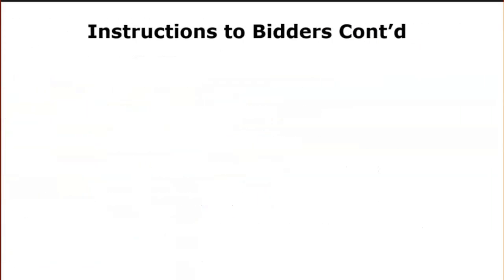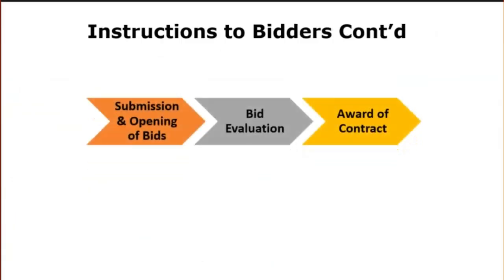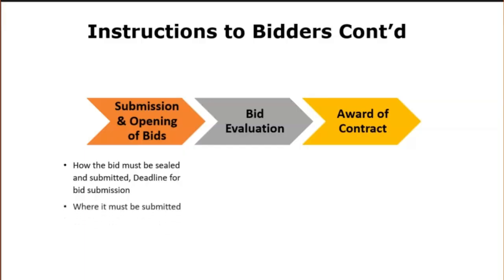Instructions to bidders continues. In section D, submission and opening of bids, it stipulates how the bid must be sealed and submitted, and the number of original copies and photocopies that need to be attached. It talks about where it must be submitted, as well as where and when the bids will be opened in public by the employer.